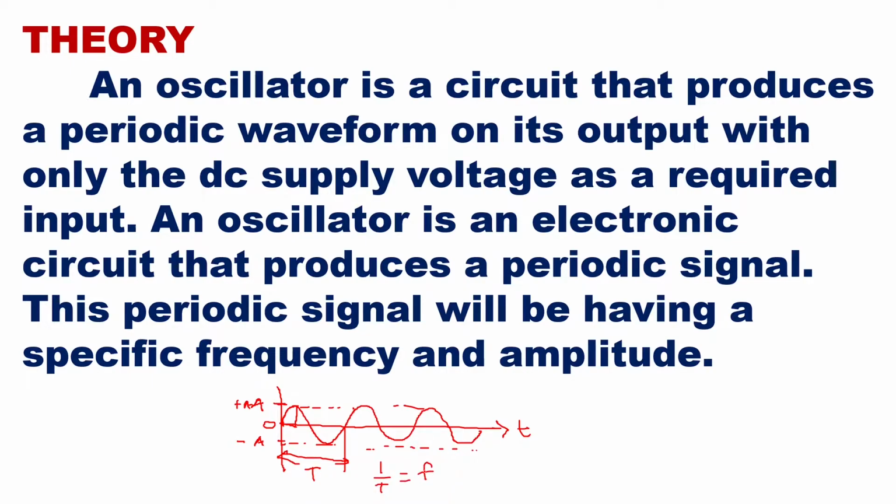So the periodic signal generated by an oscillator will have a specific frequency. That means it will have one specific frequency. If you want to vary the frequency, there are many other methods, but at one time it will generate a specific frequency and amplitude.